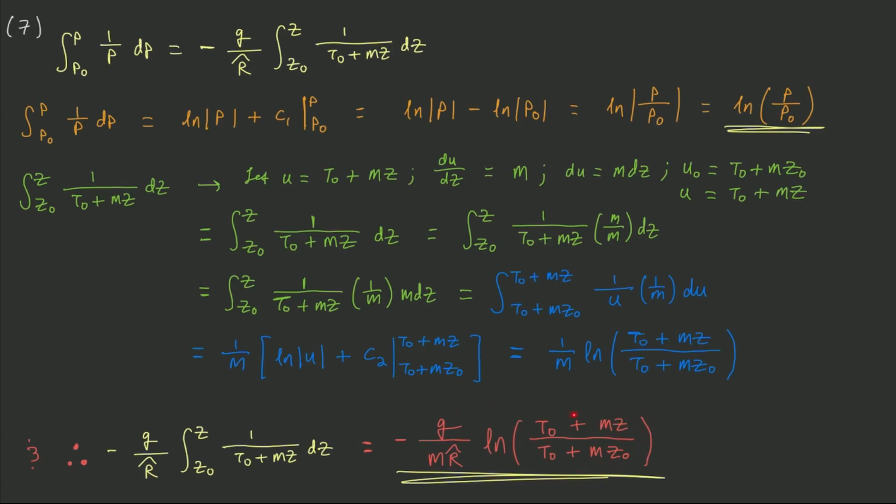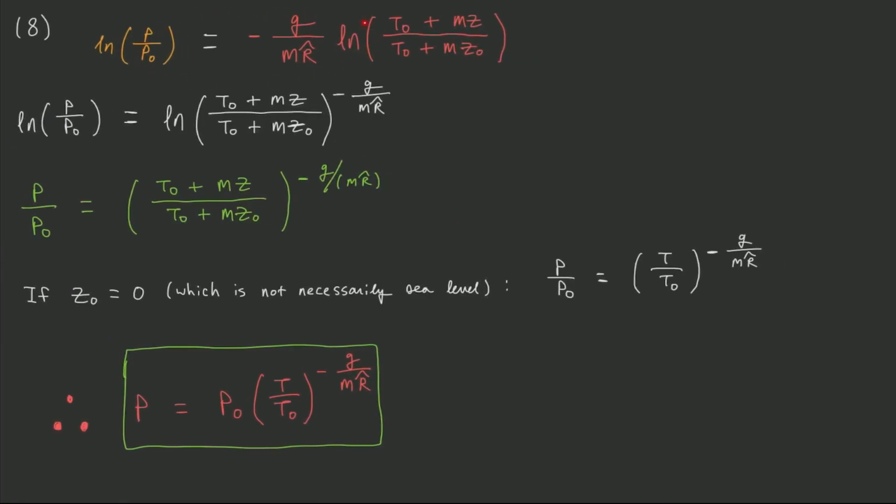So this is the right-hand side of this equation right here, and this is the left-hand side. So now we're pretty much done and ready to solve for the pressure. This is just the equation from the last slide, and we're ready to exponentiate both sides to solve for the pressure. But before we exponentiate, we're going to use one more log rule, which is that some constant factor times the log of a quantity is just equal to the log of the quantity to the power of that factor. So the natural log of p over p naught is equal to the natural log of this quantity right here to the power of negative g over m r hat. So this is just a log rule that we're applying.